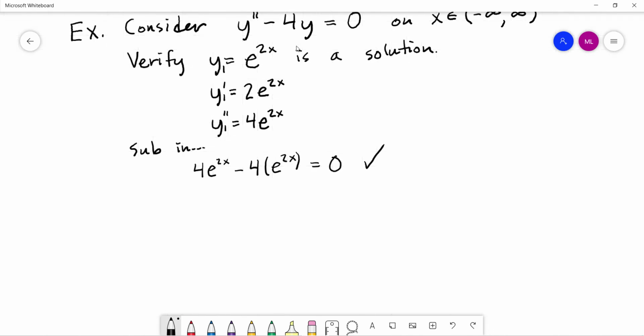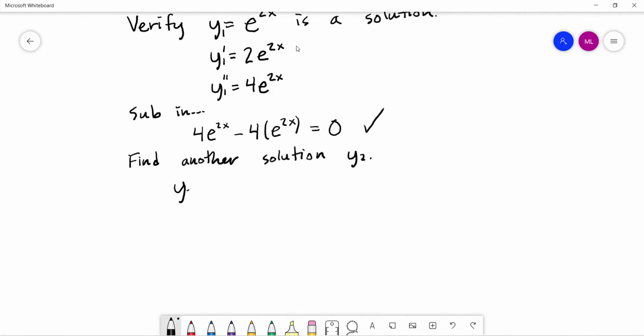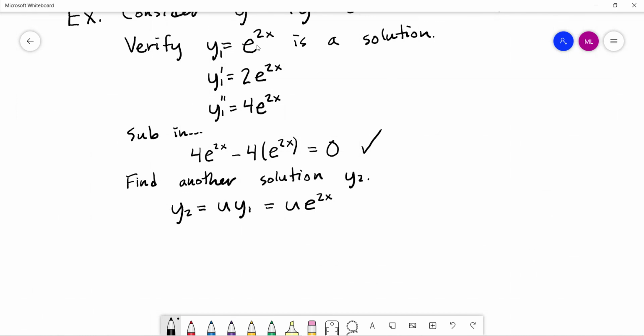So let's try to find the second solution. So find another solution, y2. And so what we'll do is we'll start off saying, okay, well, y2 is going to be some u times the original y1. And so for us, that means it's going to be some u times e to the 2x, because e to the 2x is our original y1 value.